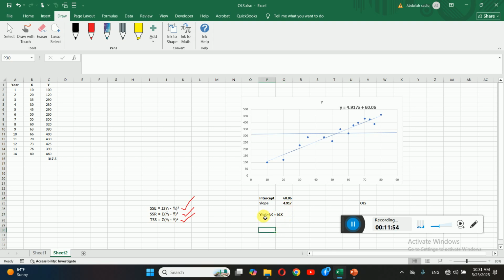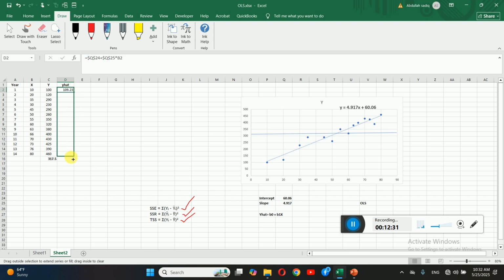Now, how to find the y hat for each x value? Very simply, just type the equal sign and follow this function. First we have beta naught, so the value of beta naught is this intercept, and just press F4. Then plus beta 1, which is the slope, just F4, and then you should multiply. Why? Because in this regression function beta 1 is multiplied with the x, so just multiply with the x value here. Then just drag it down, students.